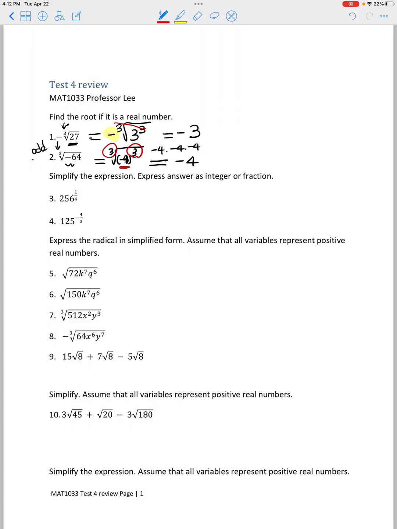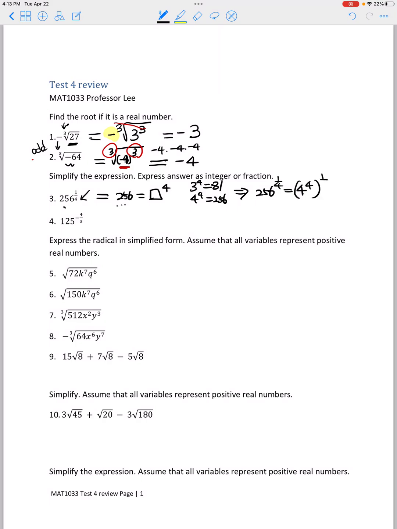Number 3, simplify the expression. Express the answer as an integer or fraction. So we've got 256, and I've got 1 over 4 here. I try changing something to the fourth power, so I put it into the calculator. 3 to the fourth power is 81, it's not 256. I try 4 to the fourth power. Yes, that's 256. So I change 256 to 4 to the fourth power.